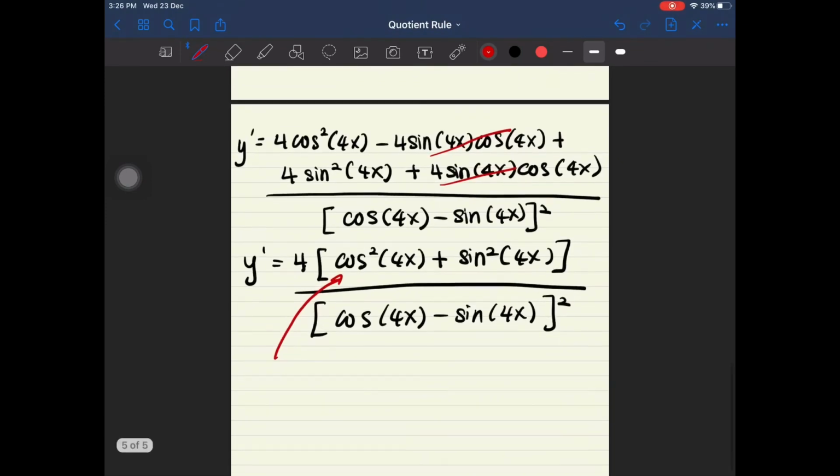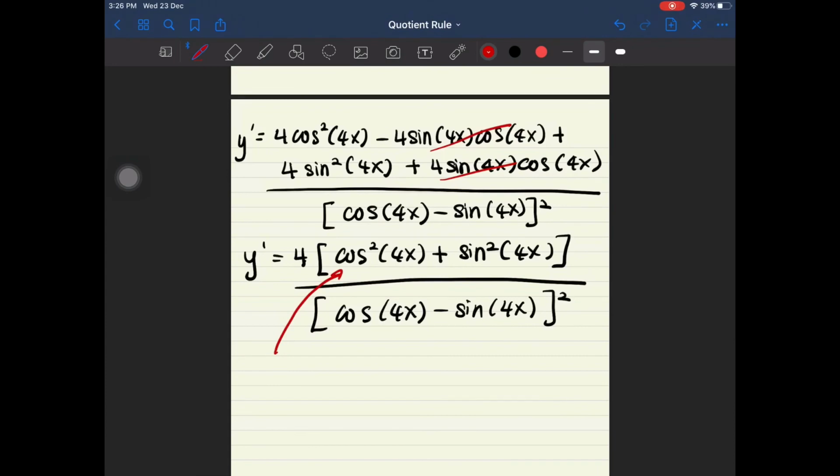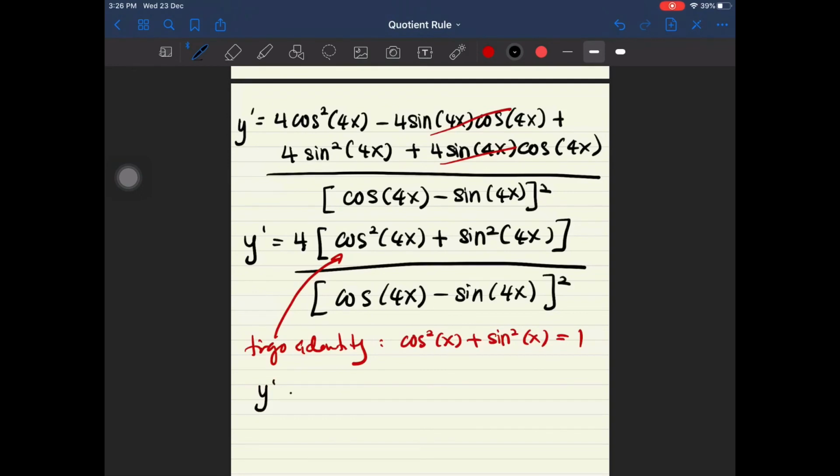By applying the trigonometric identity, cos squared plus sine squared gives you 1. Therefore your final answer is y prime equal to 4 over cos 4x minus sine 4x, the whole thing squared. Okay, that's all.